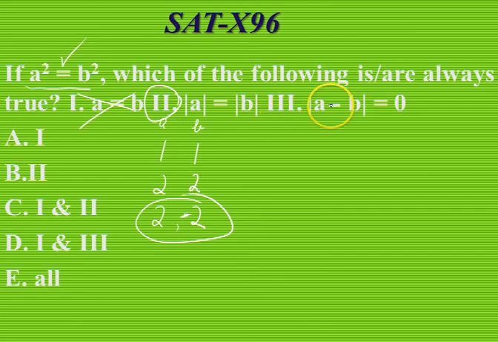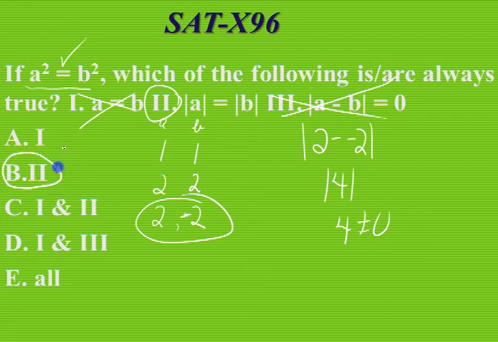And then Roman numeral 3, the absolute value of a minus b. Well, if you take a, which we're calling 2, and subtract b, which we're calling negative 2, well, 2 minus a negative 2 is a positive 4, and you take the absolute value, and that's 4, and that's definitely not equal to 0. So we eliminated that choice. So the only one that remains is choice 2, which is always going to have to be true, which gives us answer B.